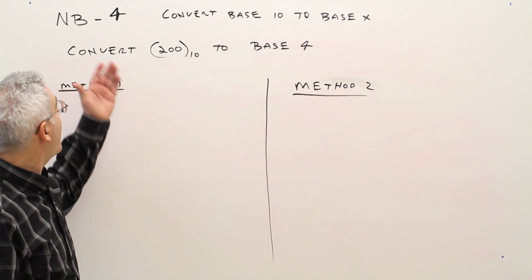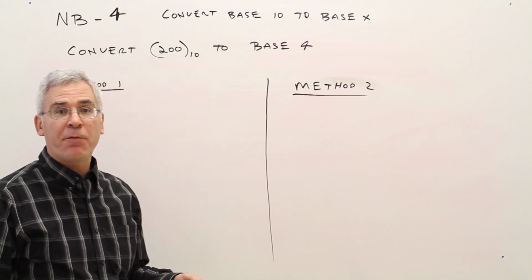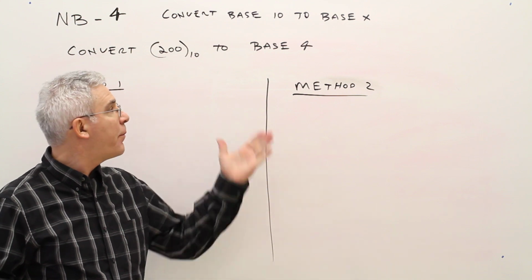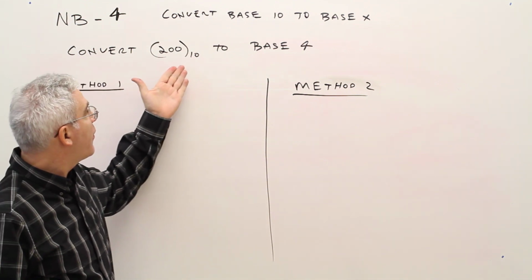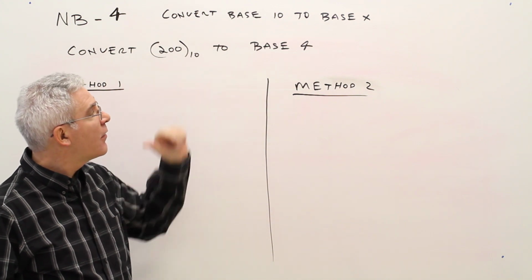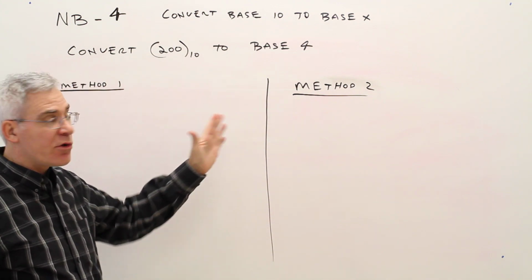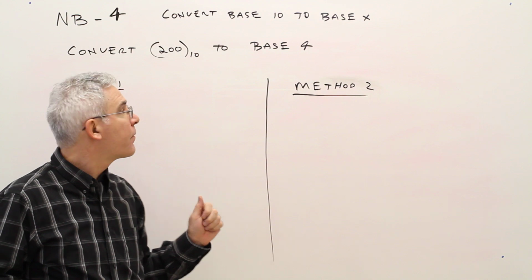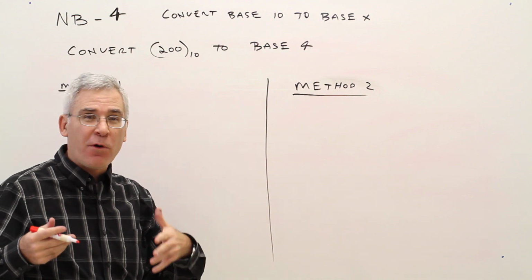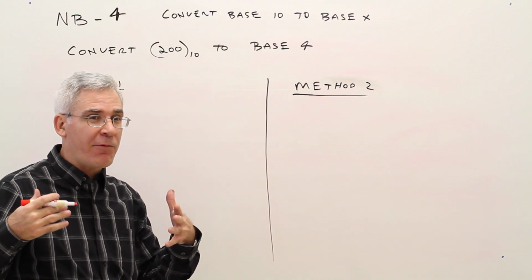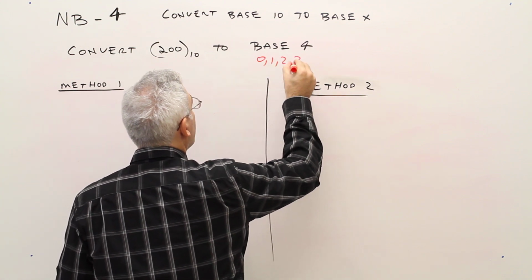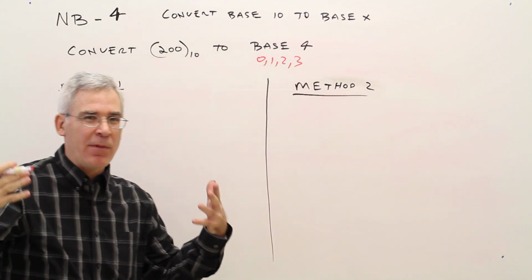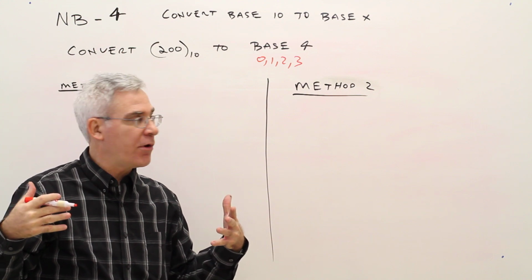Welcome to video NB4, converting from base 10 to a different base x. So here's the problem. Convert 200 base 10 to base 4, and I'm going to show you two different methods. If I'm going to base 4, sometimes it's helpful for me to write down the digits. So digits could be 0, 1, 2, and 3, just so I remember not to exceed the digit of 3.